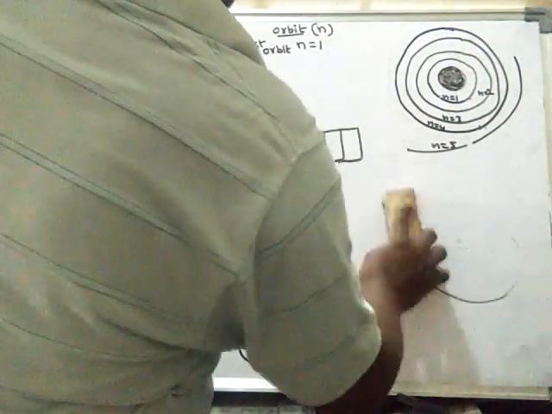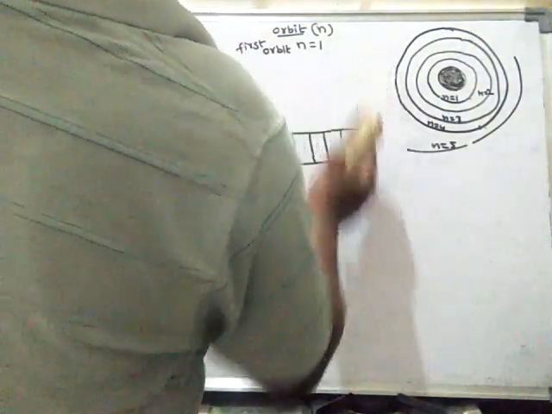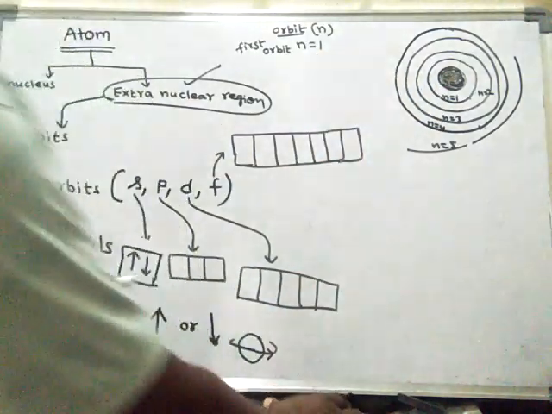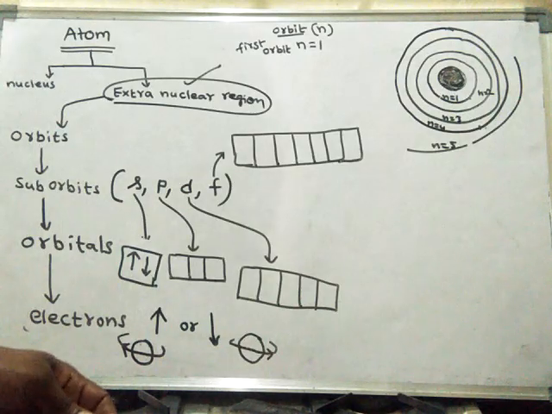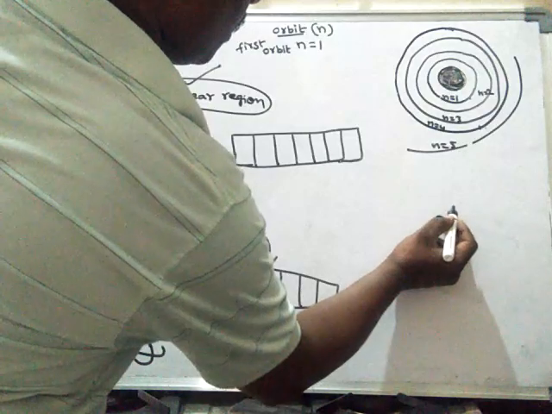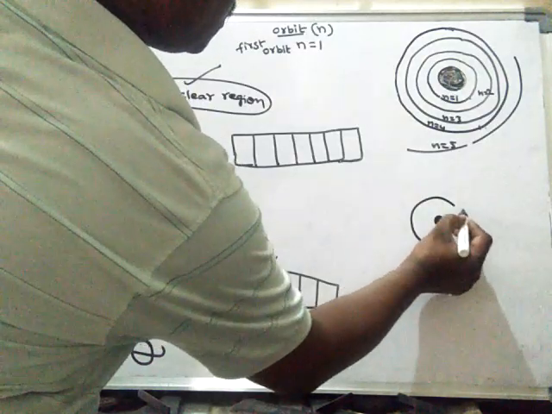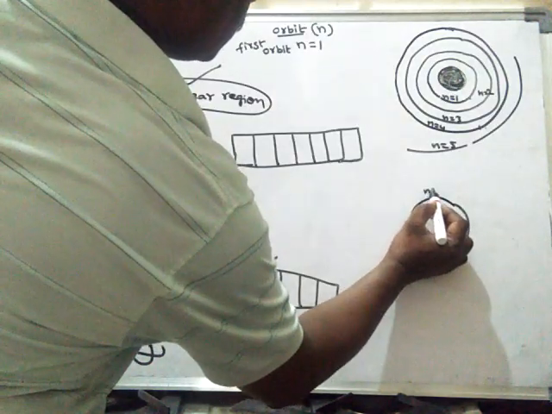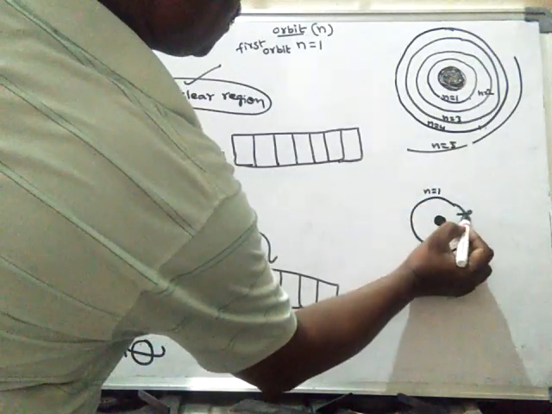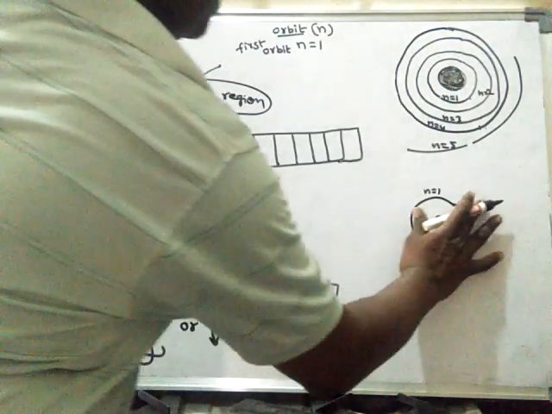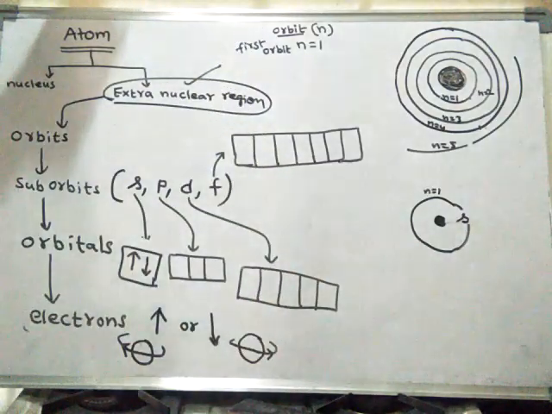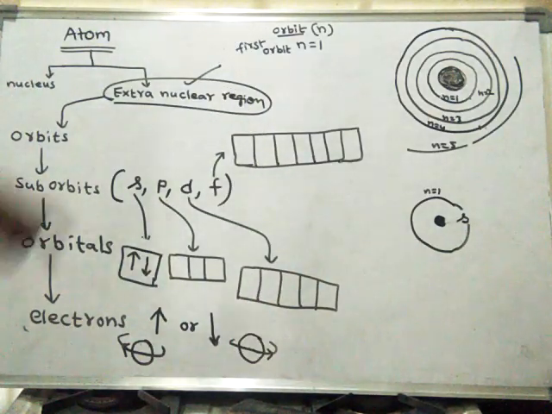See, so this is an atom with orbits. Now I will draw an atom with suborbits. Suppose this is the nucleus of the atom, and this is the first orbit, n is equal to 1. The first orbit contains only one suborbit. This is important. Which suborbit? Only the s suborbit is possible in the first orbit.